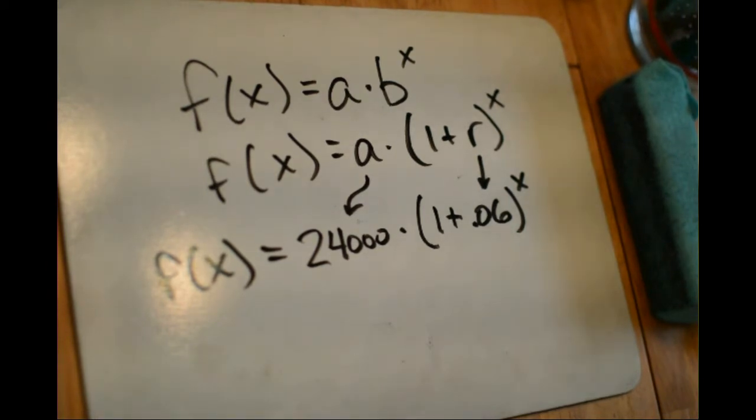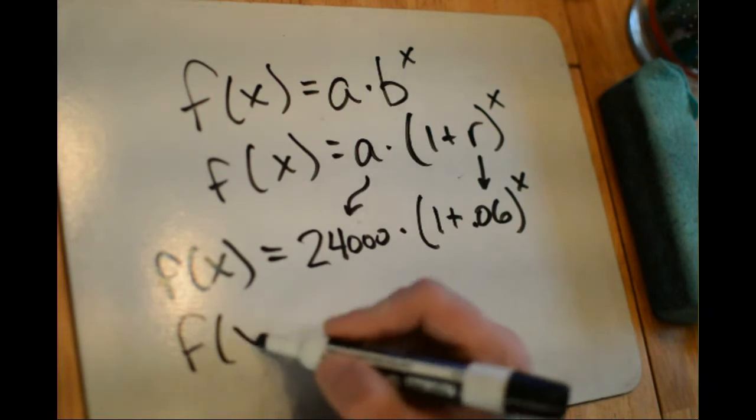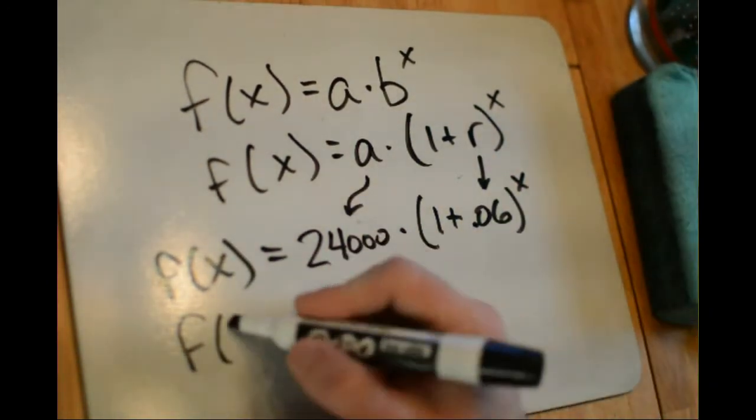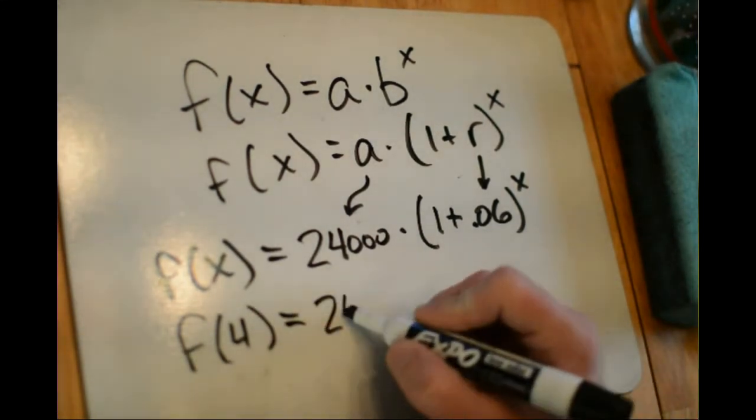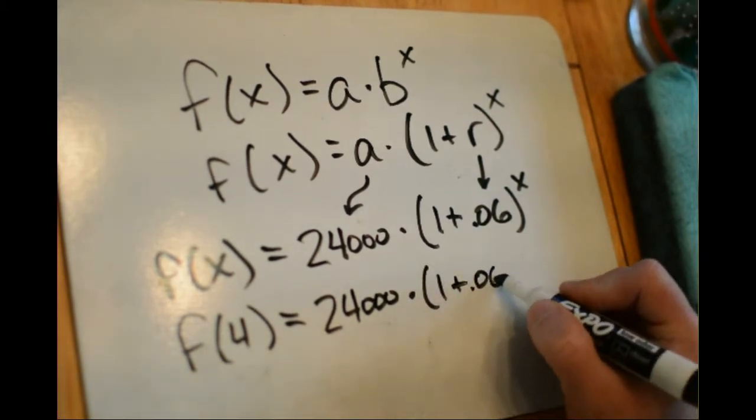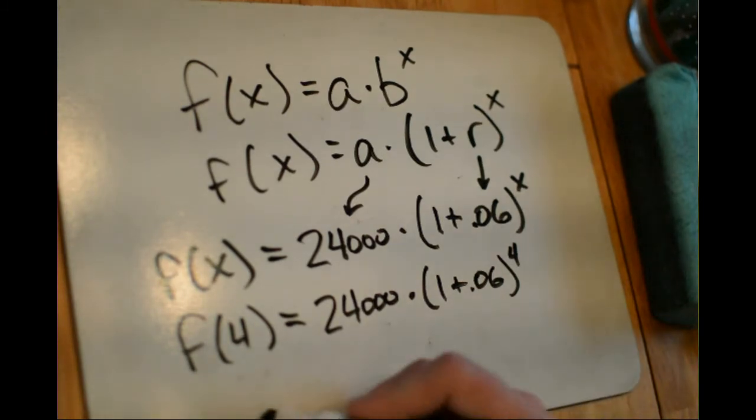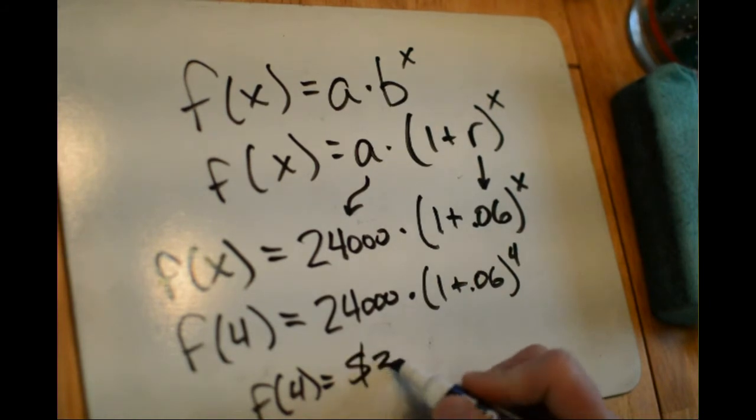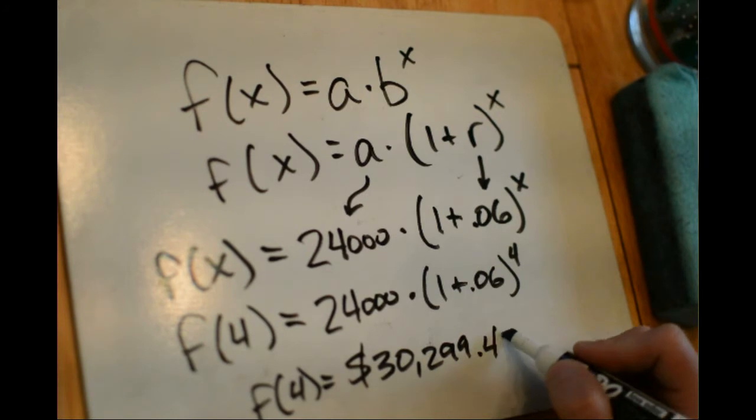So my next question is, what will this balance be after 4 years? Well, what that means is that x needs to be 4. So what I'm looking for here is f of 4. What's the function value when x is 4? Well, that's 24,000 times 1 plus 0.06 raised to the 4. And if you calculate that, it turns out to be just about $30,299.45.